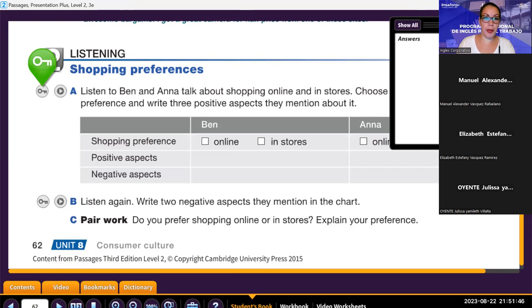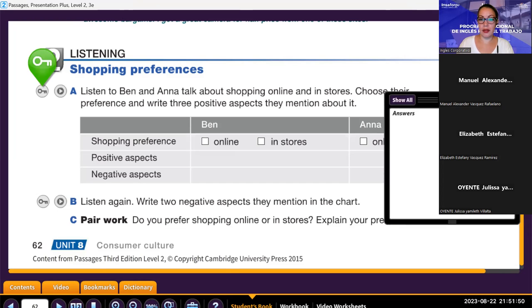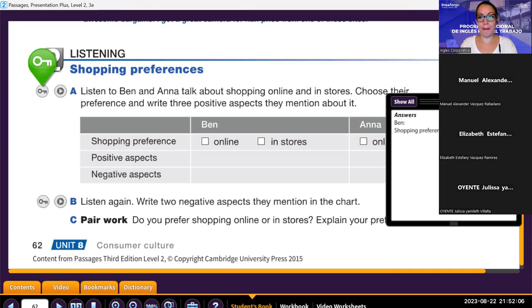Okay, so what are shopping preferences for Ben? Online. Online, okay. And the positive aspect that you mentioned? You get the positive aspect that he mentioned? Maybe that if one retail doesn't have any product, maybe we can search in another retail. Okay, yes. He mentioned that if one store doesn't have what he needs, he can look for another one easier.